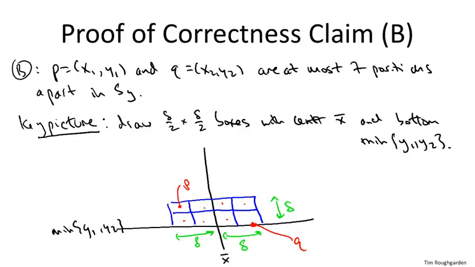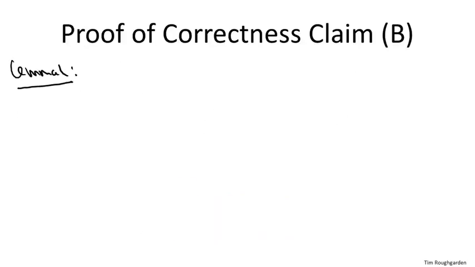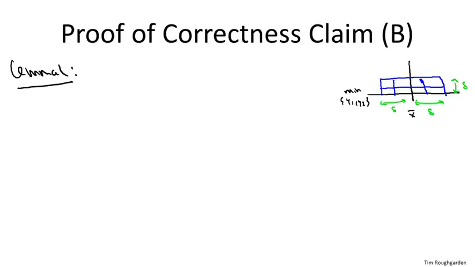Let's start with lemma 1. Lemma 1 is the easy one, and it states that all of the points of S_y, which show up in between the y-coordinates of the points we care about, P and Q, have to appear in this picture. They have to lie in one of these 8 boxes.